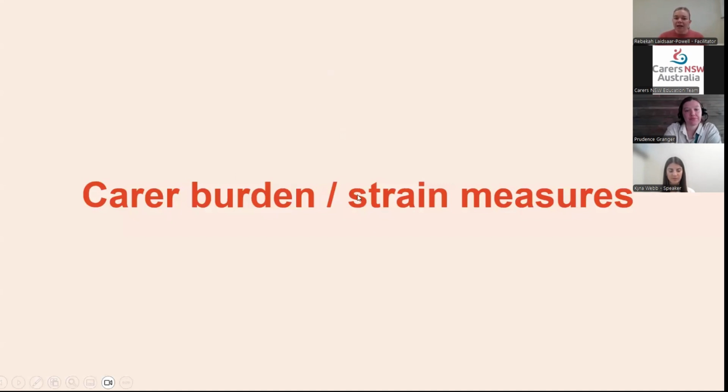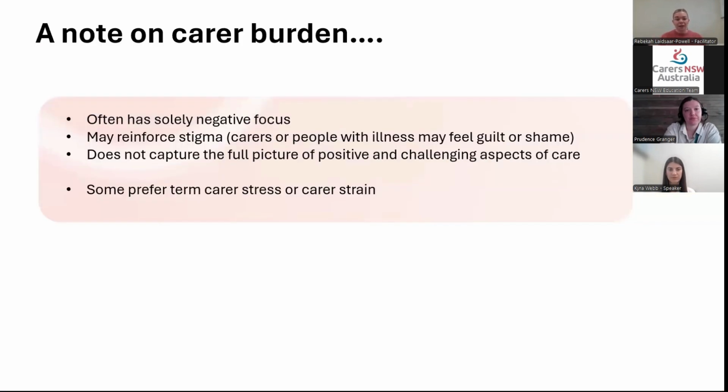So I guess now thinking about carer burden or carer strain, and I want to make a really clear note about the concept of carer burden and the language and terminology that we're using here. I think it can be quite problematic, and oftentimes there's quite a solely negative focus. The term carer burden can also really reinforce stigma of carers or of people with illness, and can engender feelings of guilt or shame. And it certainly doesn't capture the full picture of the positive and challenging aspects of care. Some people prefer to replace the term carer burden with carer stress or carer strain.